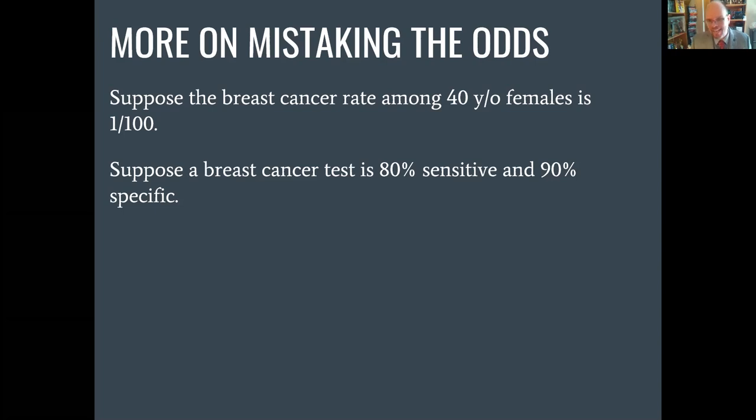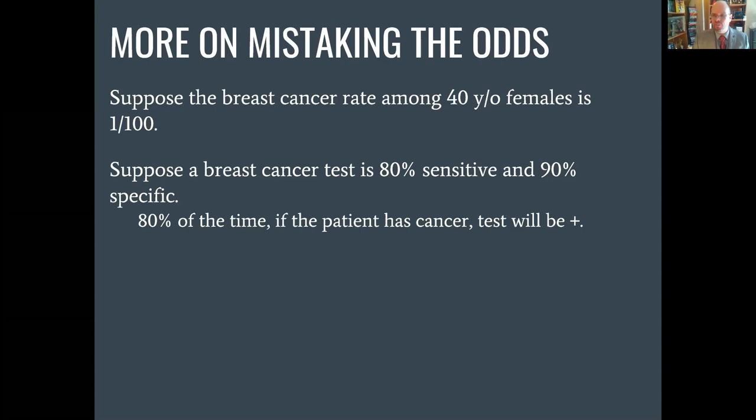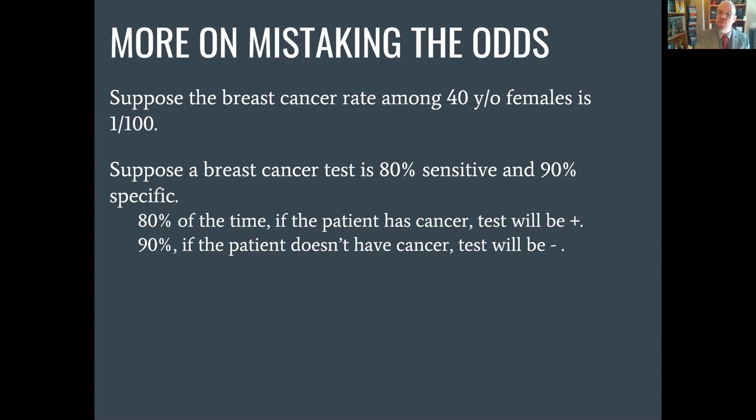Suppose a breast cancer test is 80% sensitive and 90% specific. What that means for you non-medical professionals is that 80% of the time, if the patient has cancer, the test will be positive. And then 90% of the time, if the patient doesn't have cancer, the test will be negative. And that's pretty good as tests go. That's a pretty accurate test in terms of the way that cancer tests go, right?